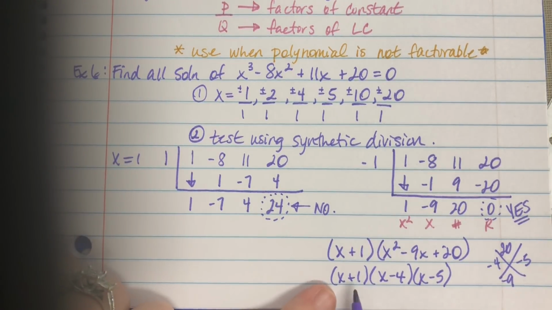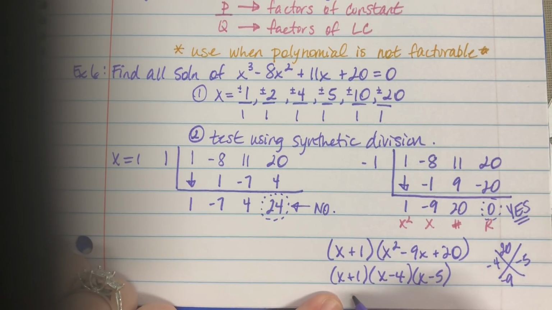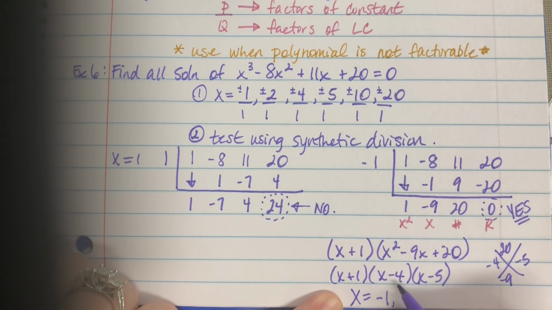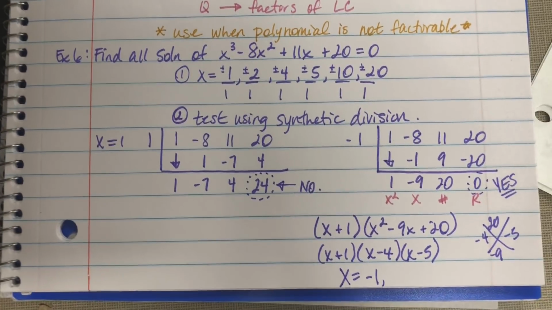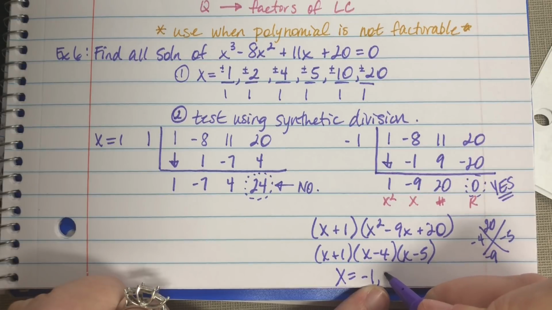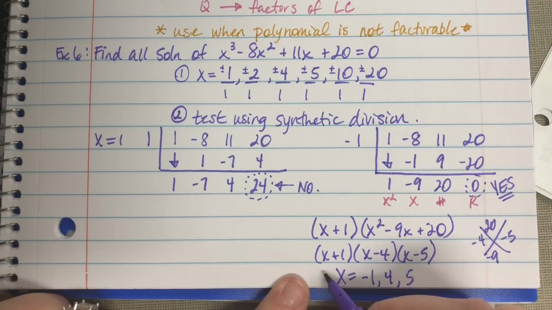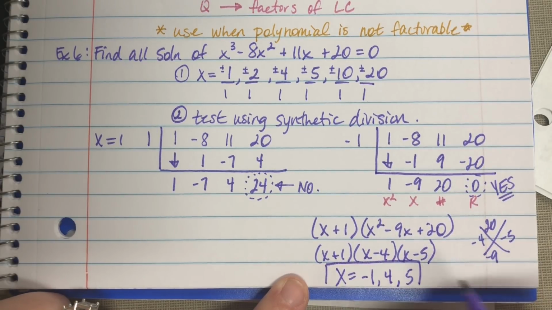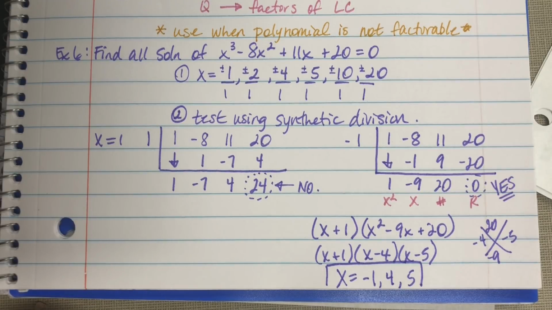Now, remember what I said, if I put x plus 1 equal to 0, if it's positive on the left and I move it to the right, it'll be -1. Same goes with my -4. My x minus 4 equals 0. If I move it to the right, it'll become positive, and my -5 would become positive as well. So my solutions, -1, +4, and +5.